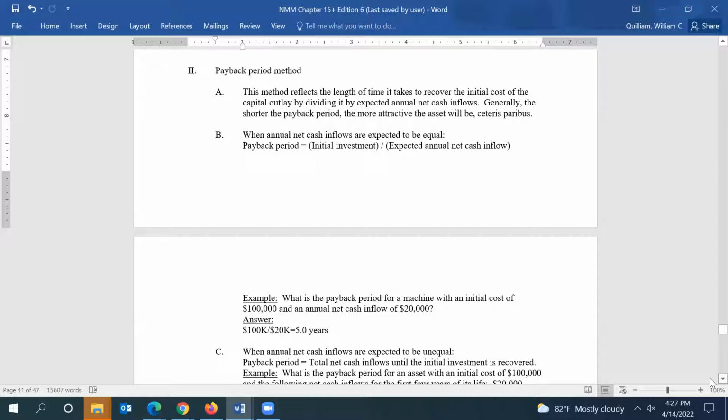So we've got two scenarios: when annual net cash inflows are expected to be equal and then unequal. But let's do equal first. Payback period equals the initial investment divided by expected annual net cash inflow. Let me show you in this example next.